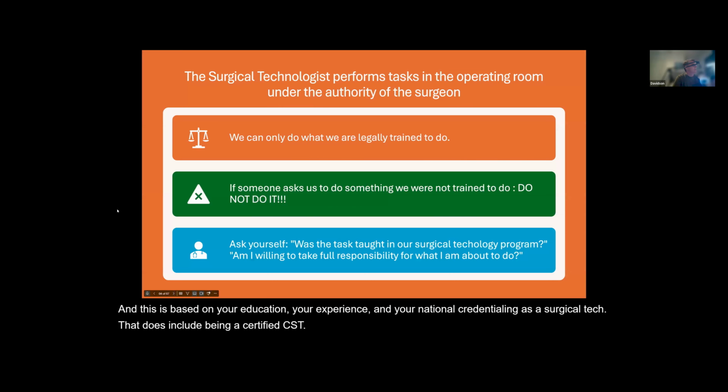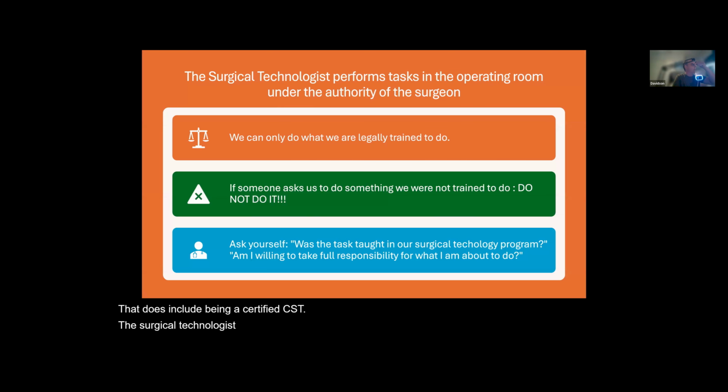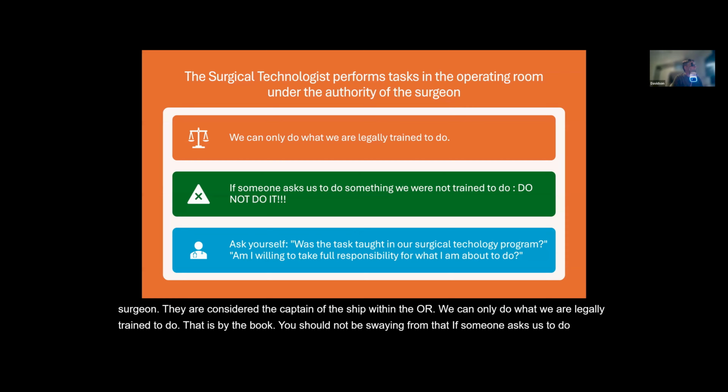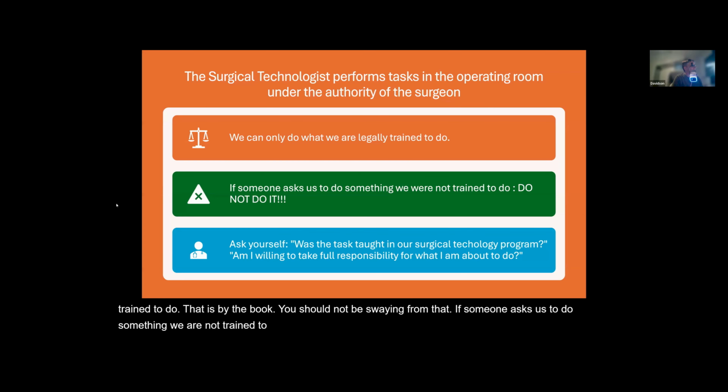The surgical technologist performs tasks in the operating room. You are under the authority of the surgeon. They are considered the captain of the ship within the OR. We can only do what we are legally trained to do. That is by the book. You should not be swaying from that. If someone asks us to do something we are not trained to do, do not do it.